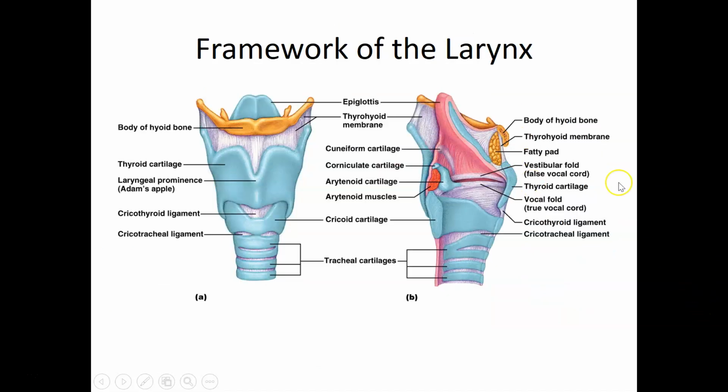Okay, one other piece of cartilage I want to point out is in the interior of the larynx, and that's the arytenoid cartilage. Basically a small L-shaped piece of cartilage. You have two of them, one on each side, and it's attached to a muscle called the arytenoid muscle on one side, and it's attached to these fibers, which are called the true vocal cords, on the other side.